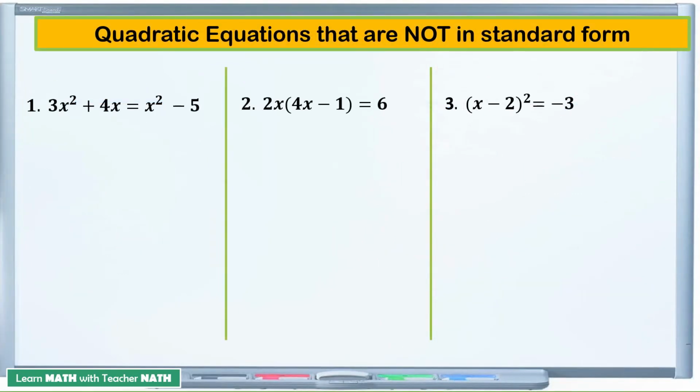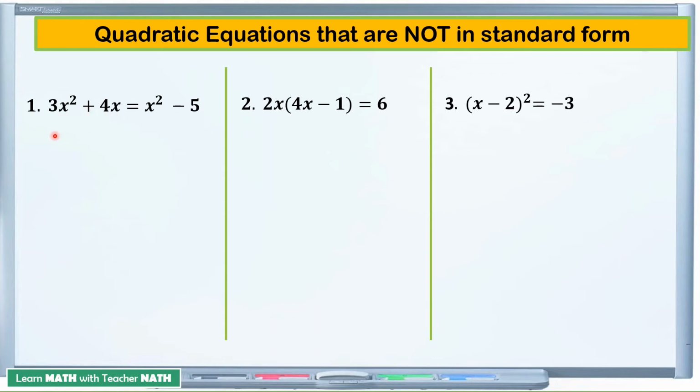Of quadratic equations that are not in standard form. So first, we have an example here. 3x squared plus 4x is equal to x squared minus 5. So the first thing, as you can see here, meron tayong mga terms na nandito sa right side ng ating equation. So una, we're going to copy or remain these terms na nasa left side ng equation.